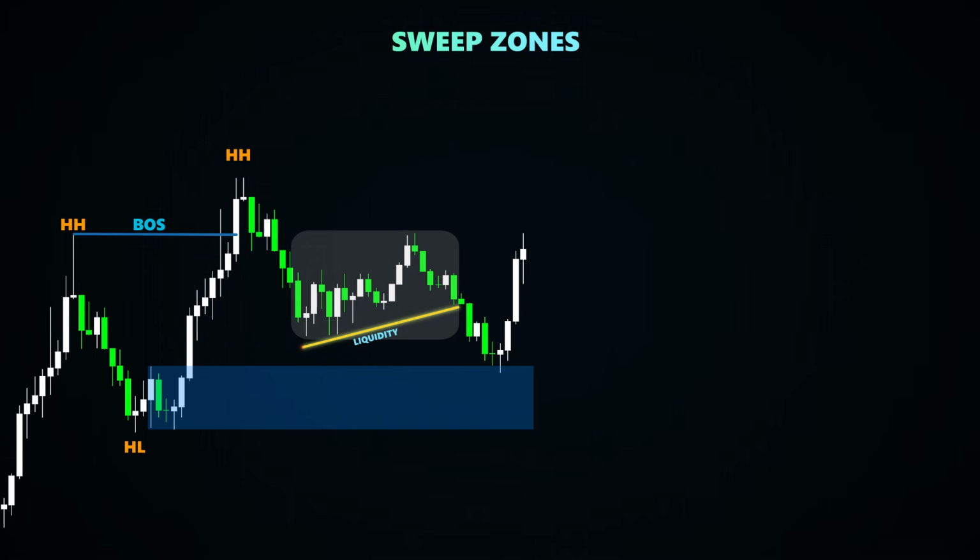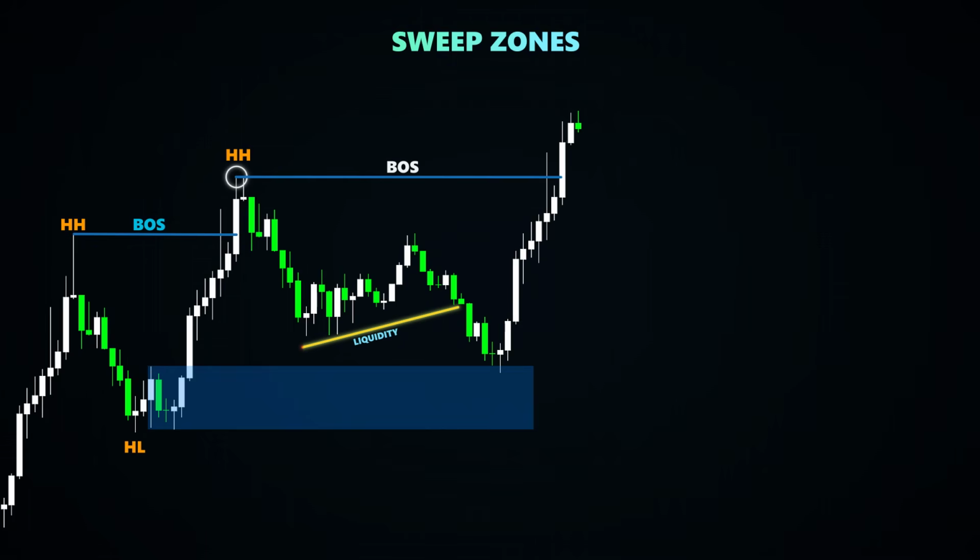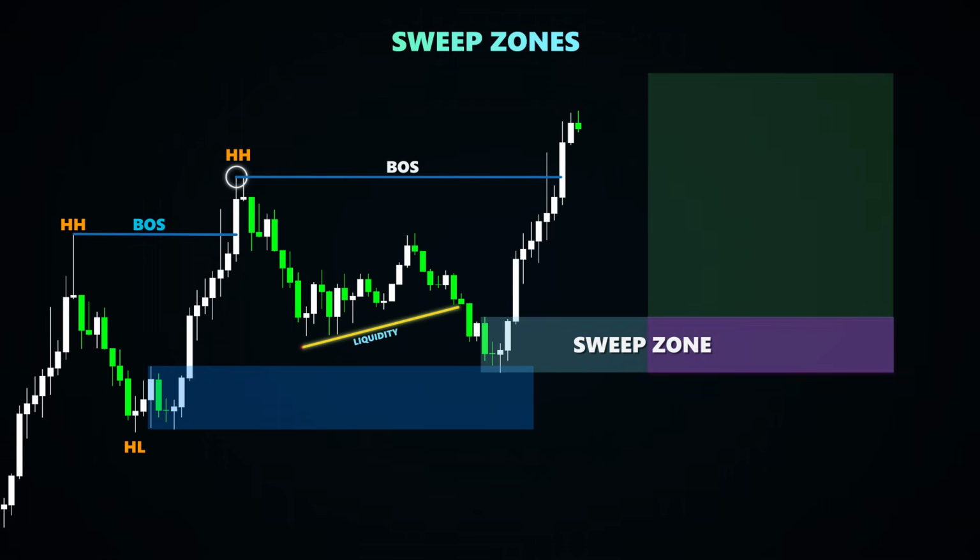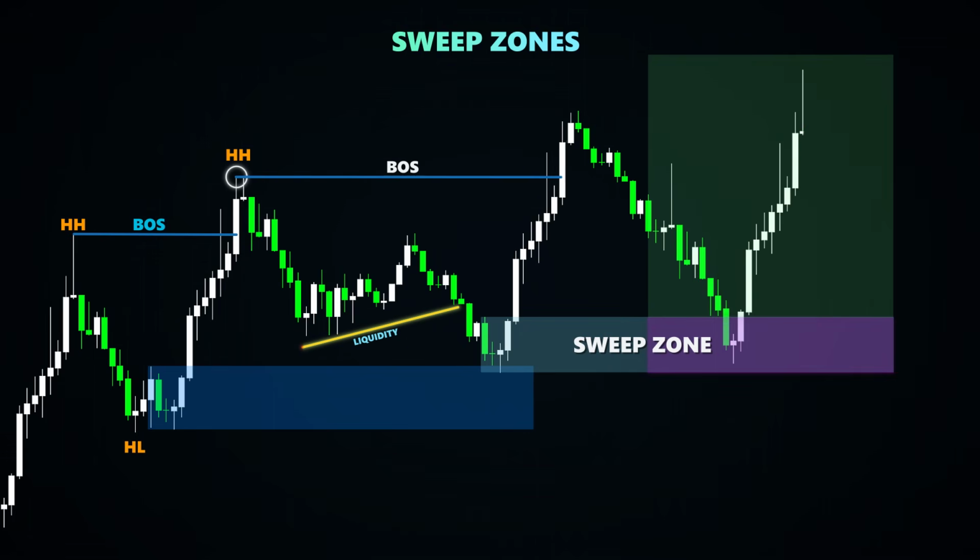Now what do we look for next? Once price shoots up and breaks the previous high, we've got confirmation that demand is strong in that zone. From here, we mark the zone where the sweep occurred, and we wait. When price comes back to that area and reacts, that's your cue to enter. Simple, right? This setup works consistently. Just keep an eye on the price action.